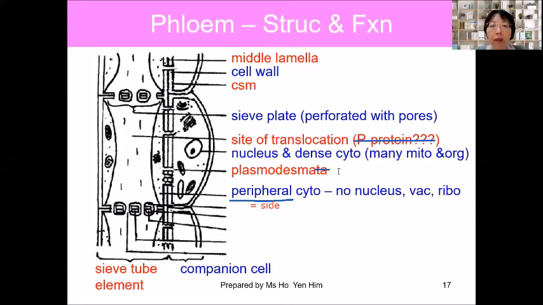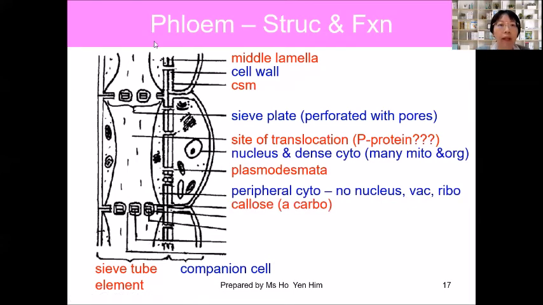And apart from that, there is no nucleus, no vacuole, no ribosome. Because after the cell is mature, you don't want the nucleus to be there to block movement. You don't want the vacuole to be there to block movement. You don't need ribosome anymore because the cell no need to produce protein anymore. The cell just has to be there for the translocation of material. So ribosome is not there anymore. Okay?